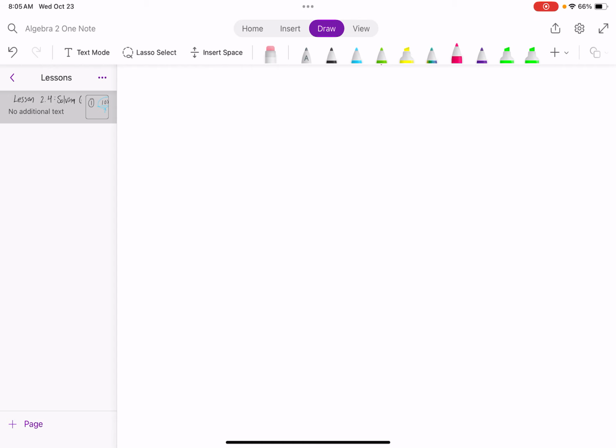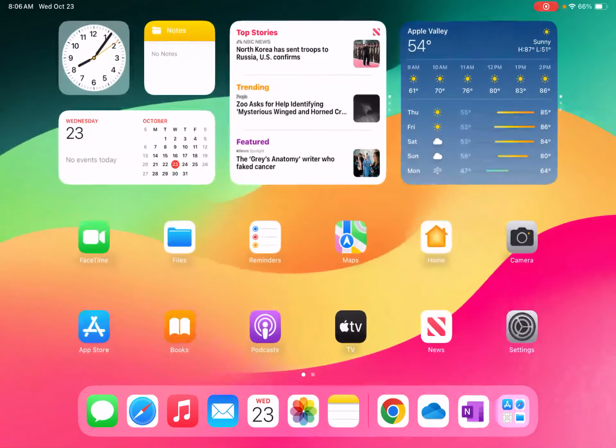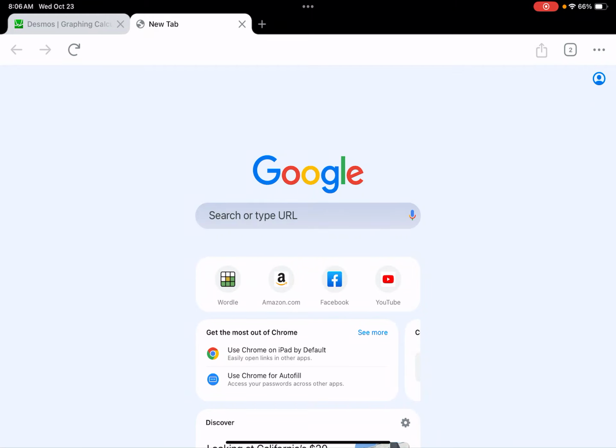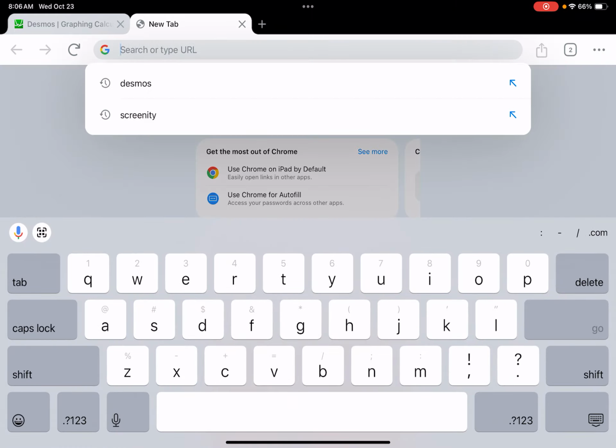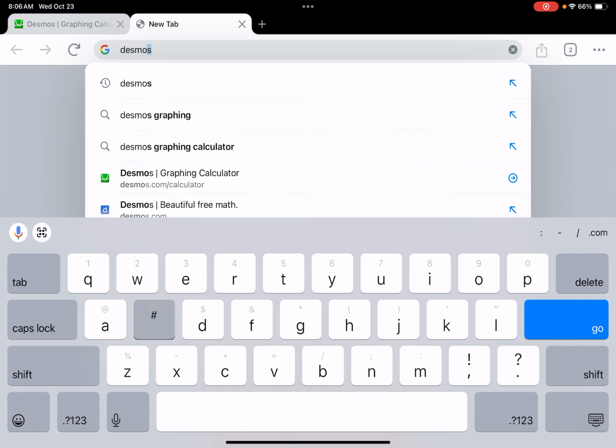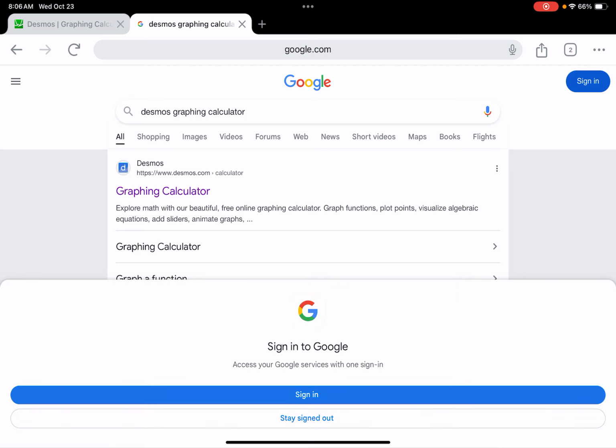Now, number 6 wants us to graph using Desmos. Graph the following quadratic to identify the x-intercepts. So we're going to go to Desmos. Let me show you how to do that. We're going to go to Chrome, and then I'm going to go to Desmos. Graphing calculator, sure. I'm going to hit it.